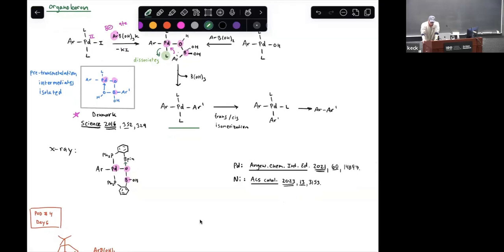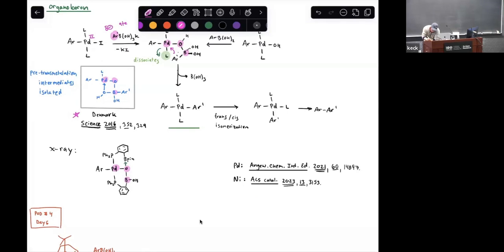There have been some cool contributions in terms of solid state characterization. One from a few years ago from the Denmark group, who showed that if you use a special aryl boron that actually has a chelating group on it, you can dramatically slow down the rate of transmetallation, so much so that you can stop it there, isolate it, and even get a crystal structure here.